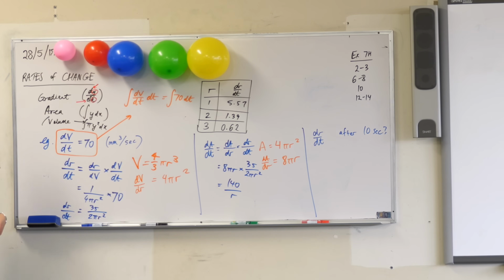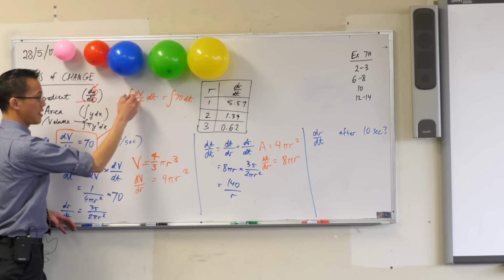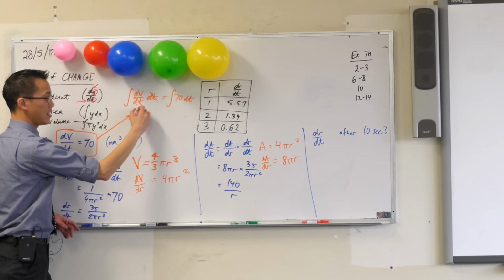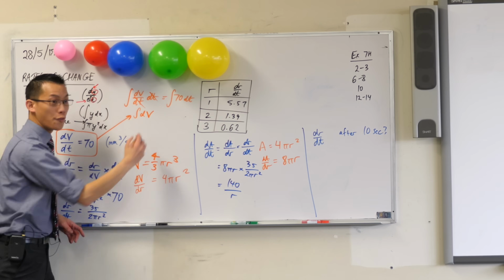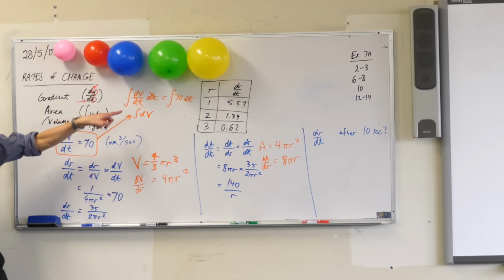Like so? Is that okay? Now I know that left-hand side looks a little bit weird. You're like, what's going on with all those dt's? That's okay. You can see it cancels. You're just integrating with respect to v now, right? Because the variable has actually changed.